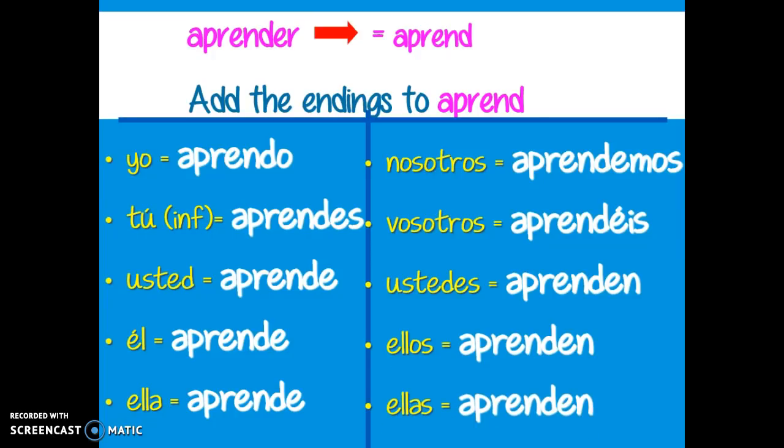So remember that nosotros and vosotros are the only two that change between ER and IR verbs. And how am I going to remember if it's E or I? Well, these are ER verbs, right? Aprender. So the nosotros and the vosotros forms are going to be emos and éis: aprendemos and aprendéis.